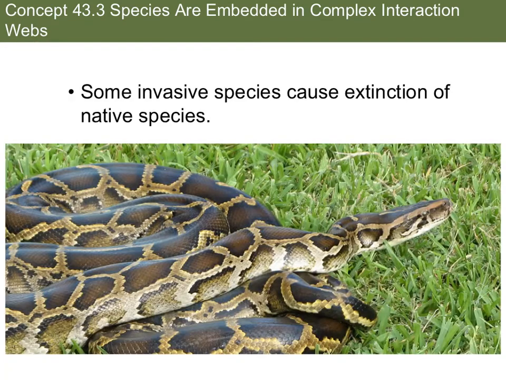Those plants are being killed because they're not getting the normal amounts of sunshine they would normally get. Some invasive species can cause the extinction of native species. So here you have a python that was introduced into the Everglades in Florida. And now these pythons, which are thriving and reproducing successfully in Florida, are eating other species.